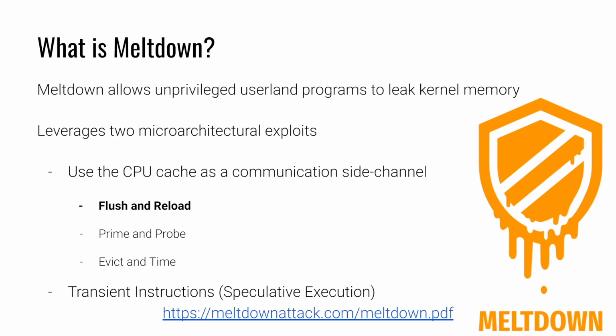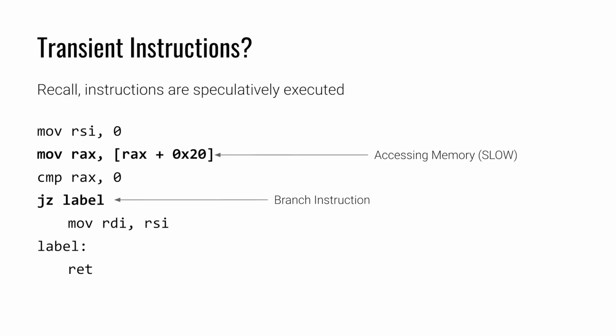Transient instructions are related to speculative execution. So what is a transient instruction? Well, recall that instructions are executed speculatively. The classic example of speculative execution is something like this, where there's a slow memory access, and then depending upon that result, there's a branch instruction. We say the CPU would speculate because it would guess which branch to take, and if it finds out it was incorrect, it would just roll back and go down the other path.